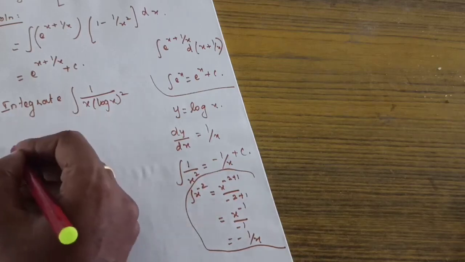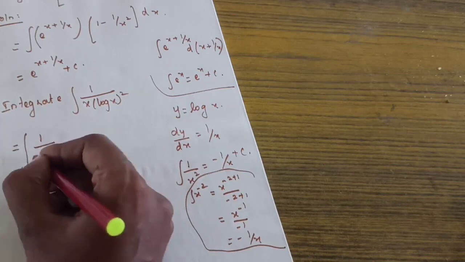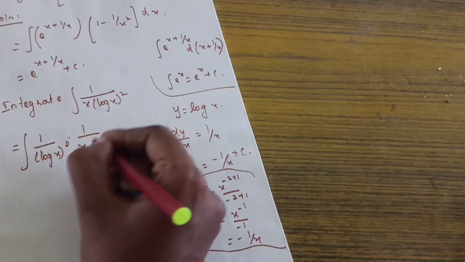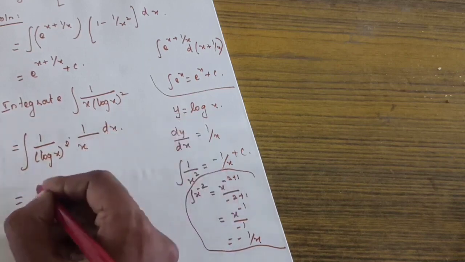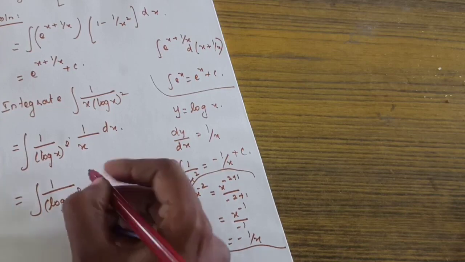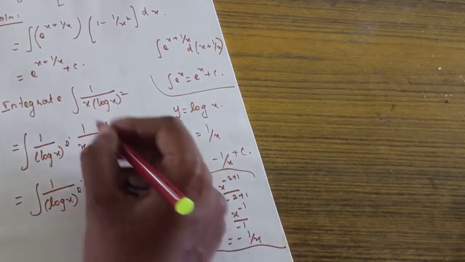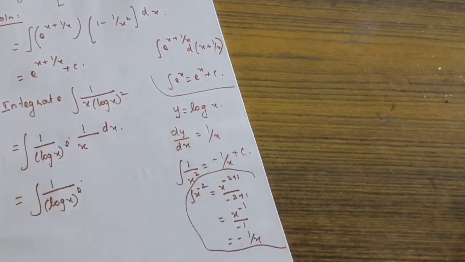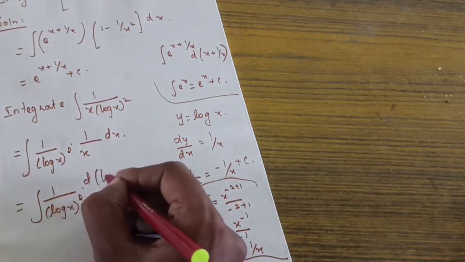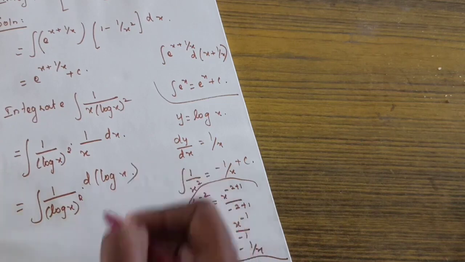Okay, so first we are going to rearrange this as 1 by log x the whole square into 1 by x. I split it. That's equal to integration of 1 by log x the whole square into, this is a differentiation of log x. Am I right or wrong? What's the differentiation of log x? That is 1 by x. So we can write this as d of log x.